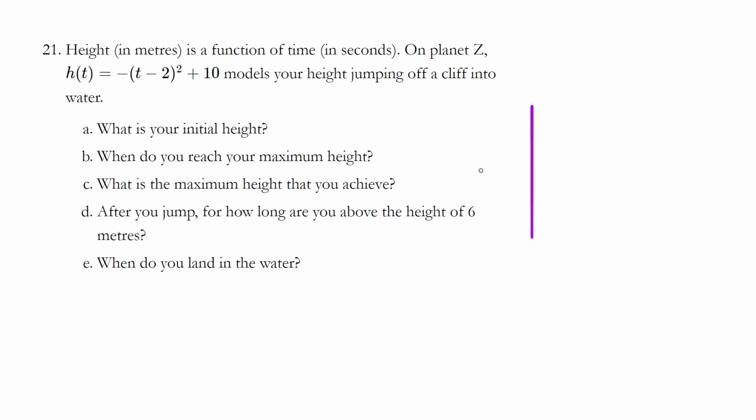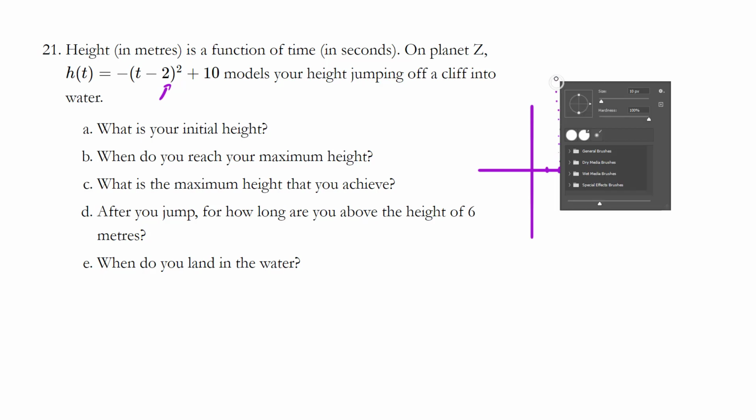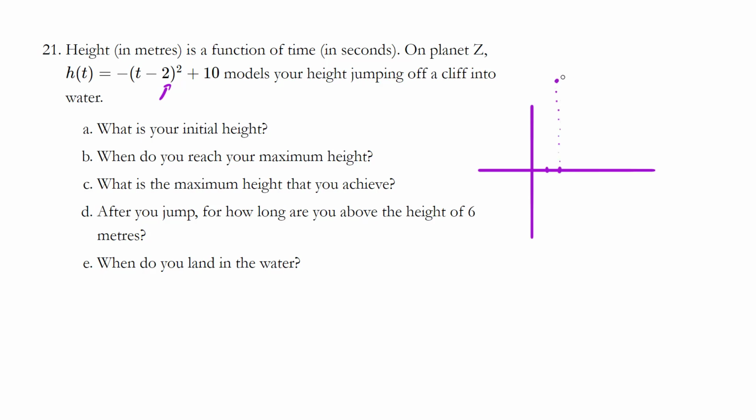And notice how -2 means 2 to the right. So 1, 2. Positive 10 means 1, 2, 3, 4, 5, 6, 7, 8, 9, 10. Way up here. This is the vertex. This is 2, 10. And that's going to be an upside down parabola. So we're going to draw a sad face like this.